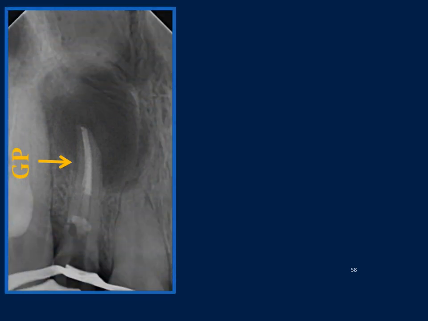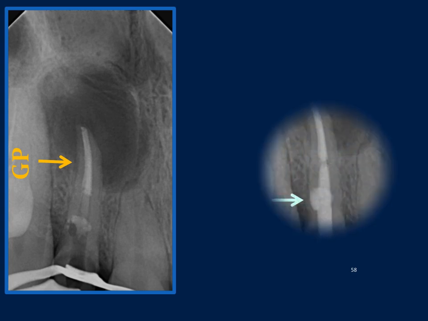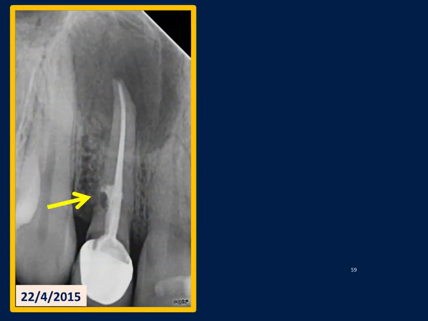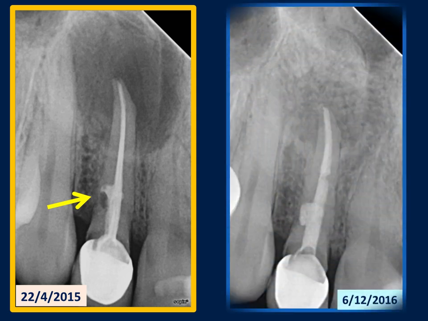Then I will go for the application. I will place the gutta-percha under the resorption. Then I will place the MTA, and this is the final result after about 1.5 years.